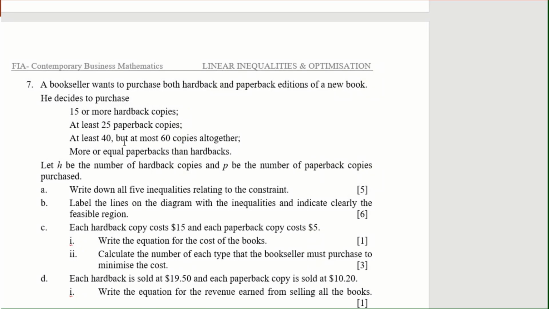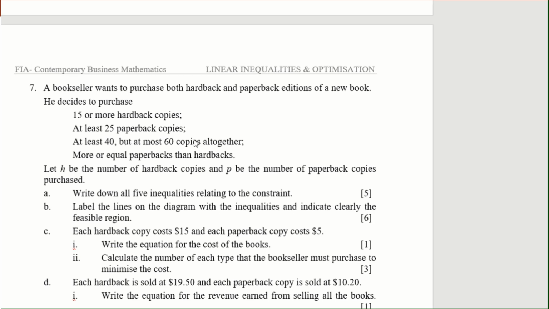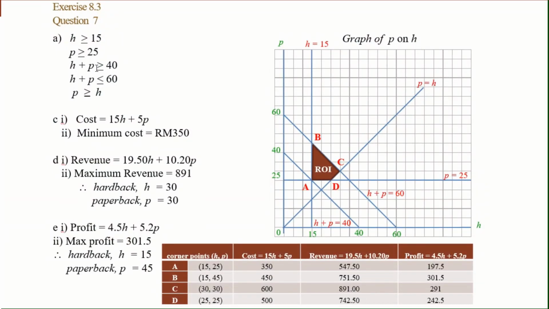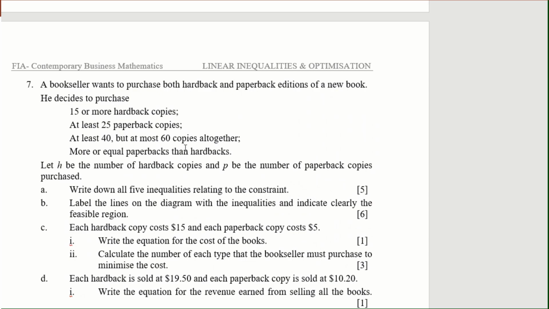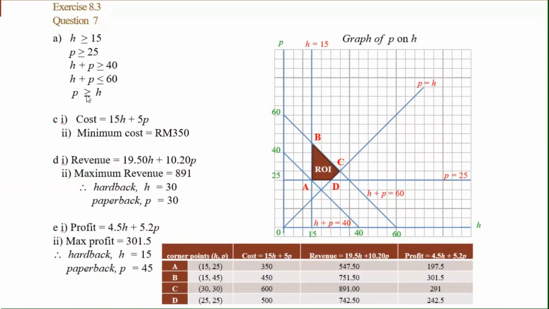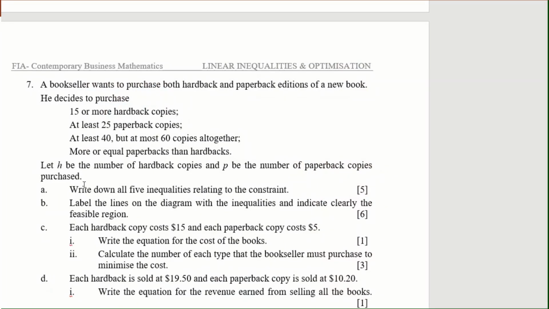At least 40, but at most 60 copies all together. All together means H plus P must be more or equals to 40. H plus P must be lesser or equals to 60. More or equal paper bags than hard bags. So paper bags always more or equal than hard bags. So that's quite straightforward. So now what you need to do is write down all 5. You have done that. Label the lines.